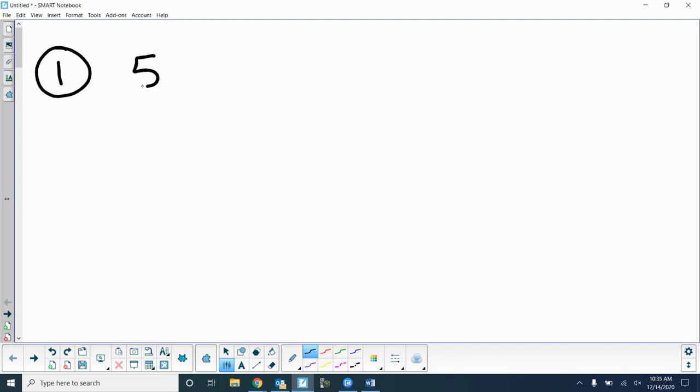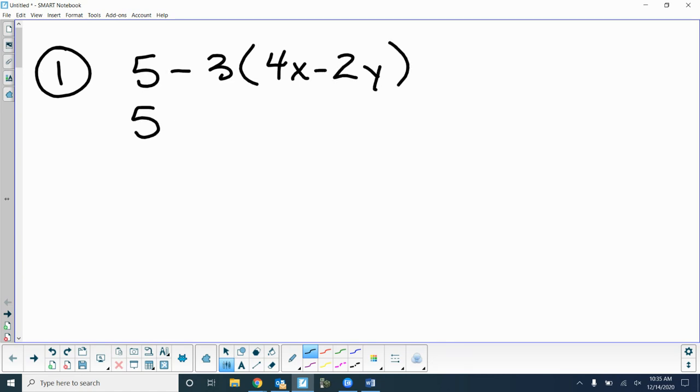So number one, I just want you to simplify that expression. So what do I have to do first? Correct. So negative 3 times 4x is negative 12x, and negative 3 times negative 2y is positive 6y. Can I combine any like terms? Nope, so we're done. Simple.